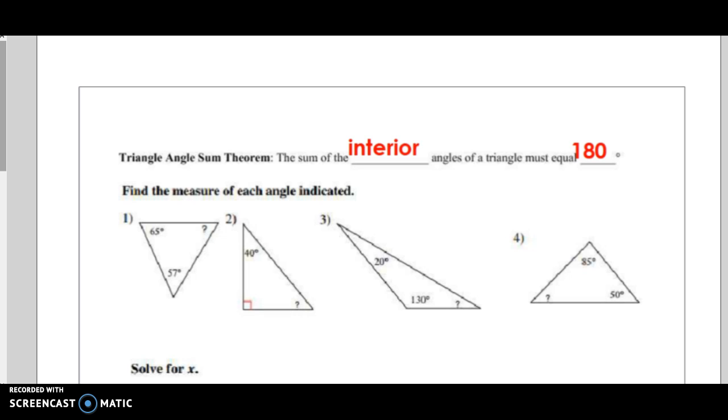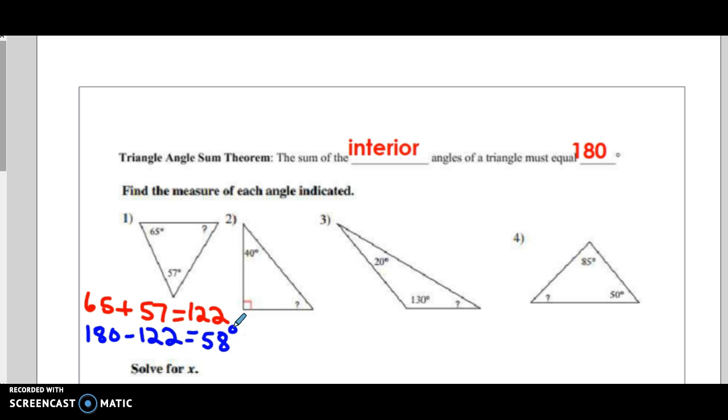So in question number 1, it tells us that one of the angles is 65 degrees, the other is 57 degrees, and I'm looking for the missing angle. So what I can do is add the two known angles together, 65 plus 57. When I add those two together, I get 122. Then because it's a triangle and the interior angles of a triangle always have to equal 180, I can do 180 minus 122. And when I subtract, I have my final answer, which is 58 degrees.